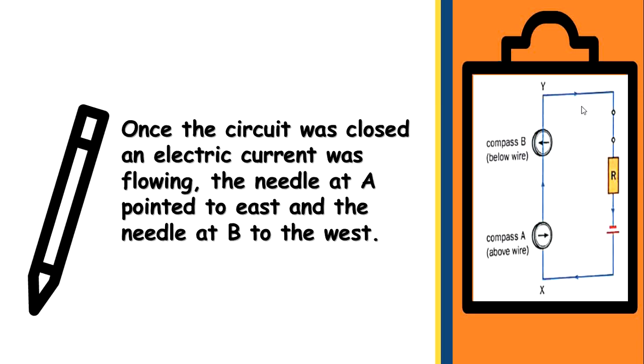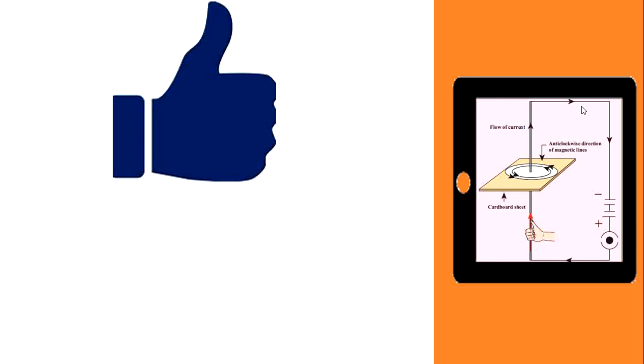Then what happens to the needle? The needle at A pointed towards the east and the needle at B pointed towards the west. This showed that a current carrying conductor produces a magnetic field around it. How can we find out the direction of the magnetic field lines around a current carrying conductor?